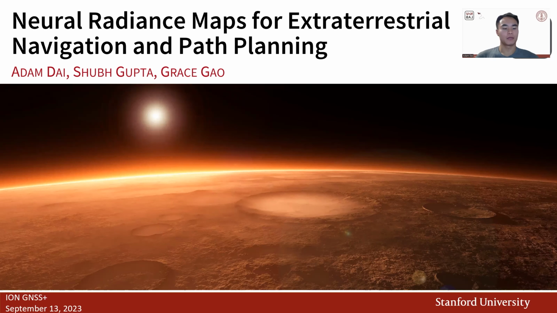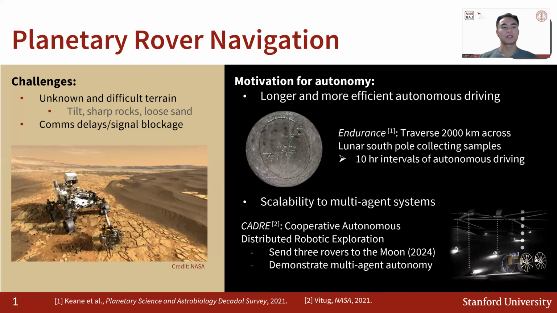My name is Adam, and I'm from the Stanford Navigation and Autonomous Vehicles Lab, and I'll be presenting my work on neural radiance maps for extraterrestrial navigation and path planning. Our work is focused on planetary rover navigation, and this is a challenging problem due to unknown and difficult terrain, as well as communication delays and signal blockage.